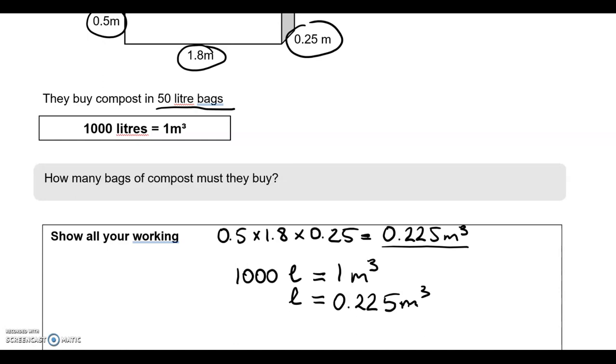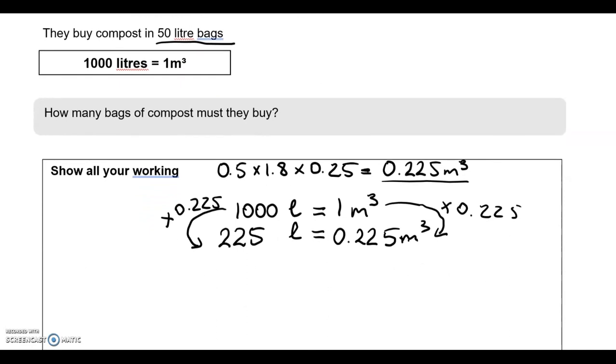How many litres though? How many ones fit into 0.225? And we could do that by dividing 0.225 by 1, which gives us 0.225. So 1 times 0.225 equals 0.225. We'll do the same on the other side, so times 0.225, and that gives us 225 litres.